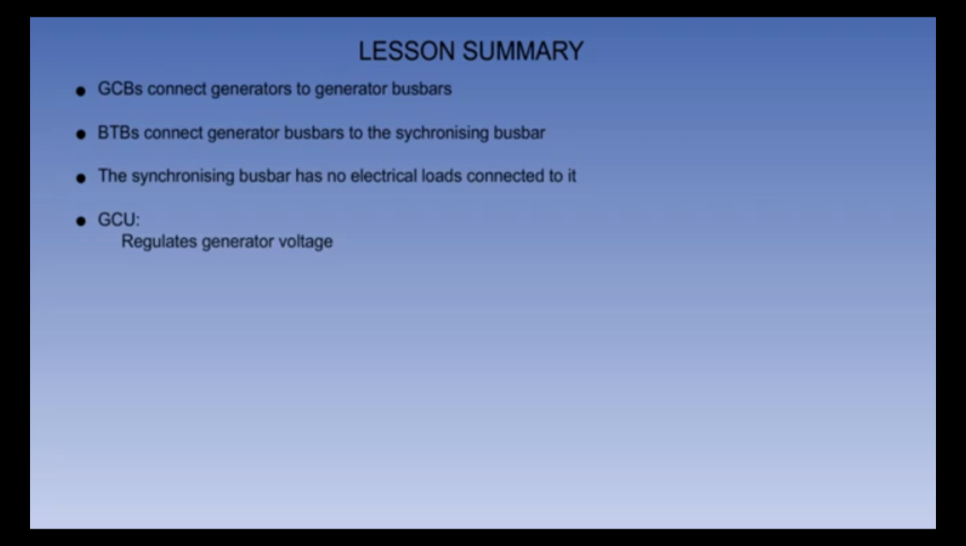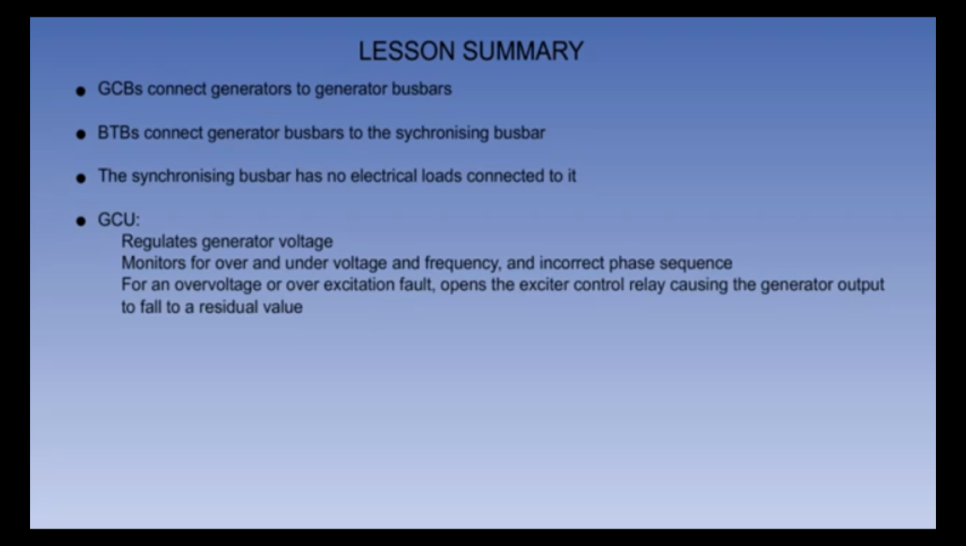A generator control unit, or GCU, will monitor generator output and provide voltage regulation by controlling the exciter field current. The GCU contains protection circuitry, which will monitor for over and under voltage and frequency and incorrect phase sequence. If the generator develops an overvoltage or over-excitation fault, the GCU will open the exciter control relay, causing the generator output to fall to a residual value.